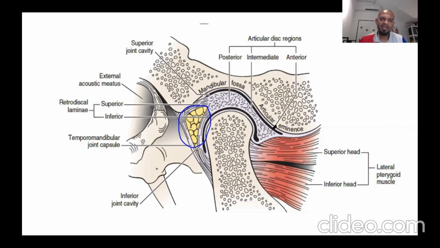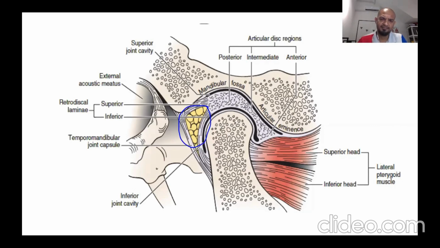And when you look at the anterior part of the disc, you see that the lateral pterygoid muscle's superior head gives some attachments to the anterior portions of the disc and also towards the mandibular head, while the inferior head of the lateral pterygoid muscle gives attachment towards the neck of the mandible. Right. So when we look at this, it is in a close pack position.